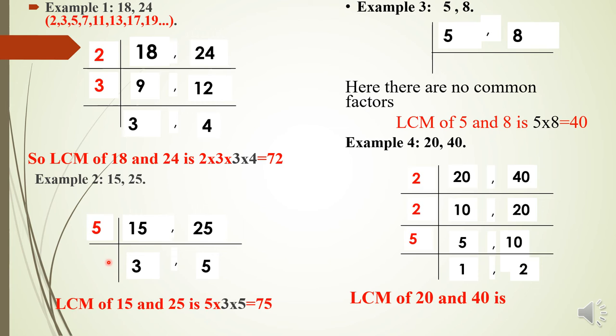LCM is equal to 2 into 2 into 5 into 1 into 2. Here the common factors are multiplied with the numbers which are left here. 2 into 2, 4; 4 fives are 20; 20 ones are 20; into 2, 40. LCM is equal to 40.